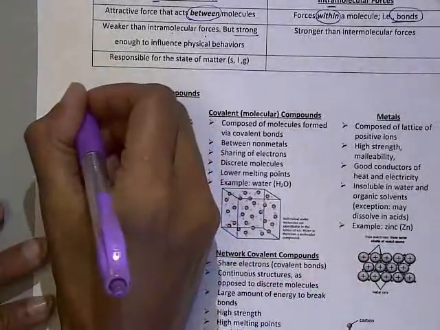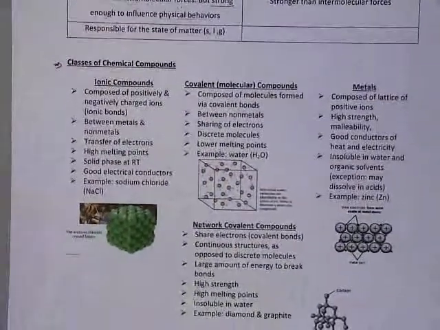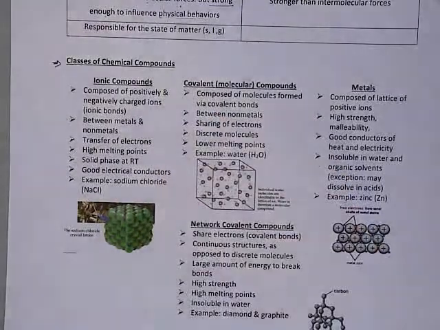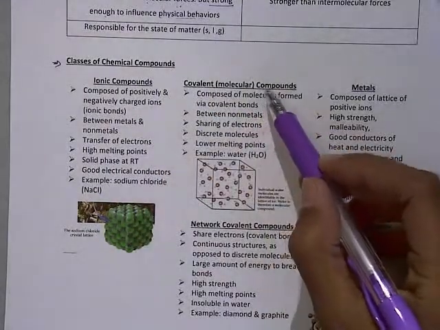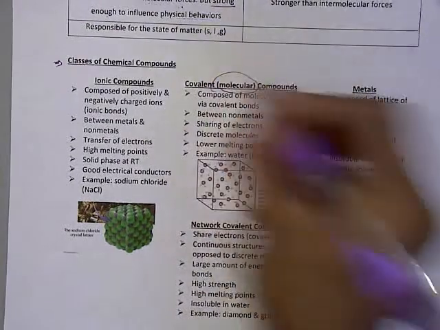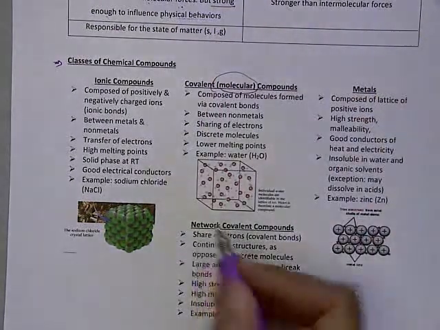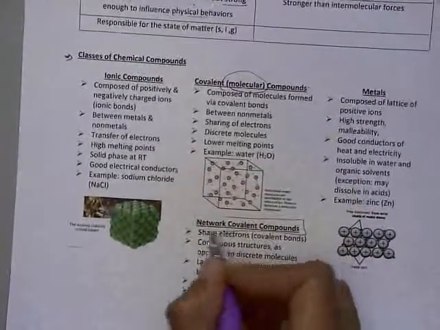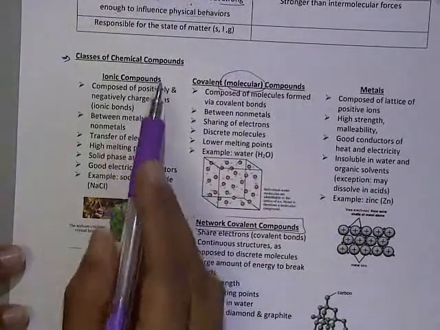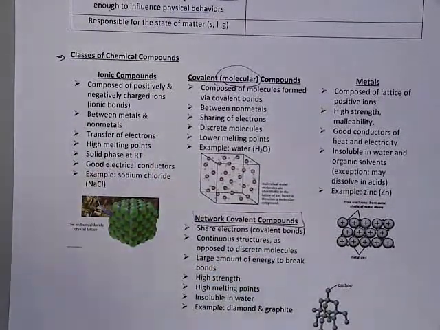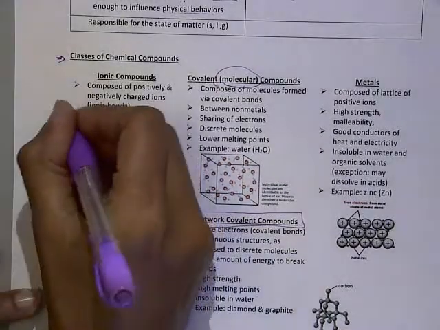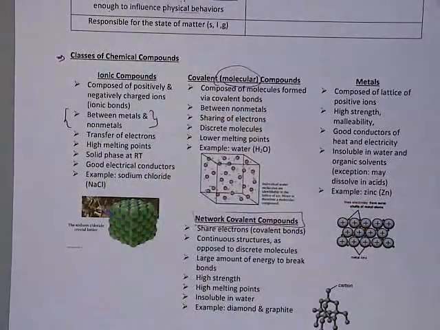As another review, the classes of compounds that we've discussed in lecture: we have ionic compounds, we have covalent compounds, oftentimes we refer to these as molecular compounds, and we have metals, and lastly we have network covalent compounds. Now, ionic compounds, as we said, are comprised of cations and anions. They're between metals and nonmetals, so it's really easy to detect ionic compounds simply by looking at the chemical formula. See if there's a metal and a nonmetal, and if there is, automatically it becomes an ionic compound.